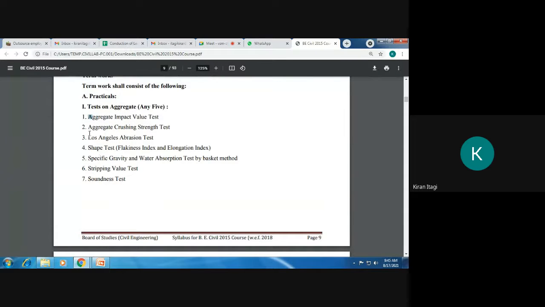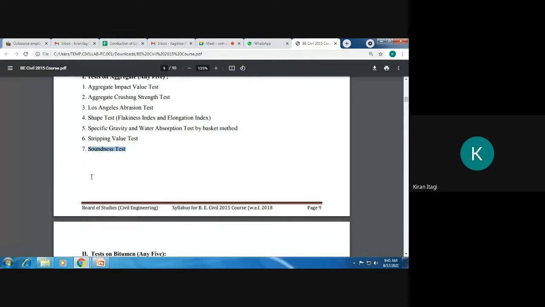So coming into the practical part, here we have the tests on aggregate. You have already done these in building material testing and construction technology also. So the first tests will be the impact value, crushing stress, Los Angeles abrasion, shape, specific gravity, stripping value, and soundness test. These all things we have already done in the previous semesters.